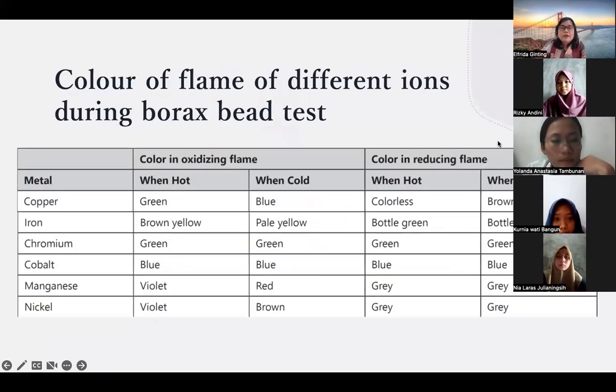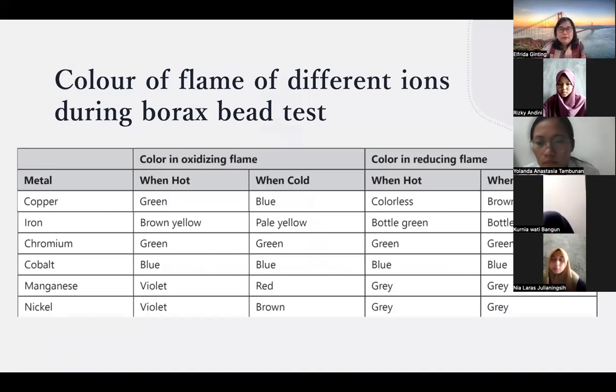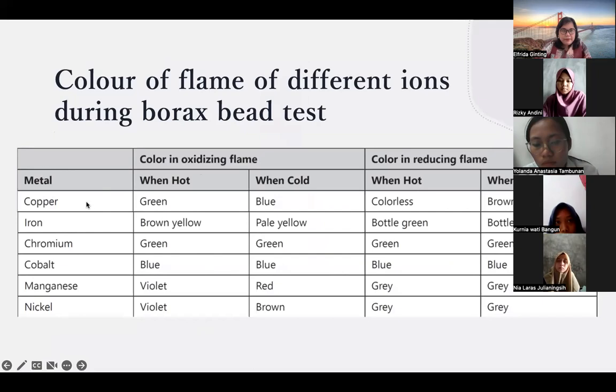So we have a table here. This shows the color of the flame for different ions. For example, copper, when it's hot, has a green color. When it's cold, it has a blue color. But this is in the oxidizing flame. So you can see that even in different positions of the flame, it will produce different colors. In the oxidizing flame, the copper will produce green, but in the reducing flame, it produces colorless.